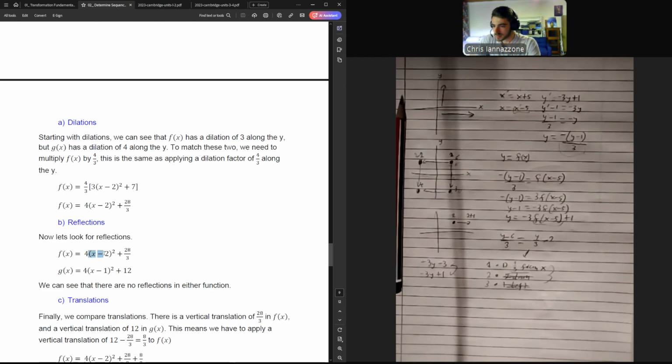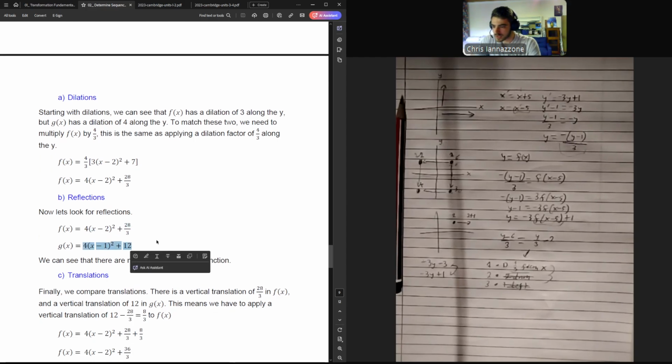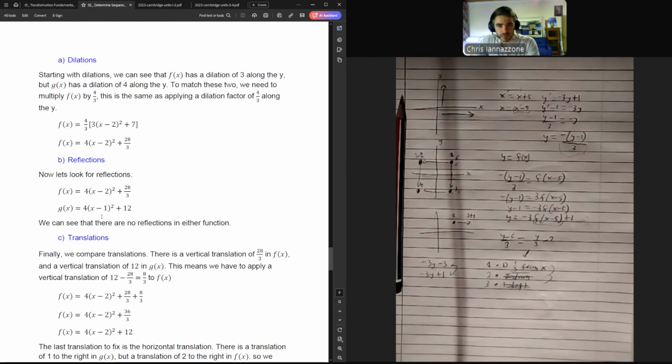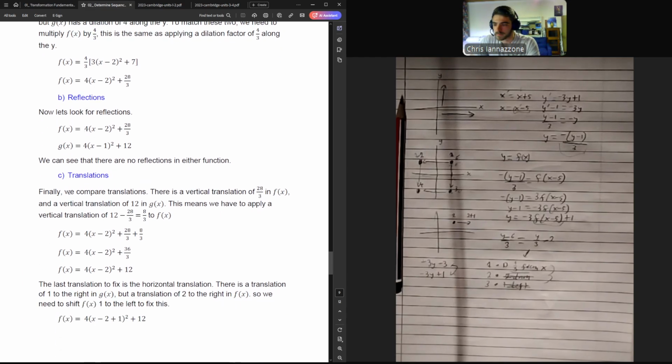Okay, any reflections? If we compare the new forms of f and g, you can see there's no negatives on either the x or on the entire function. Or at least if there are, they are invisible because they were cancelled out. And so we can ignore the opportunity of reflections.